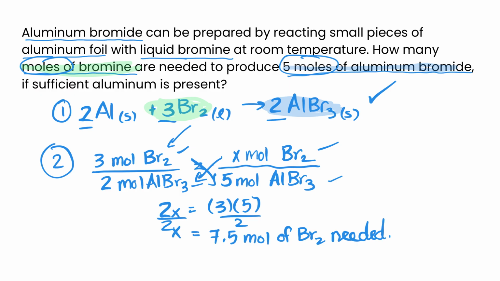So we've just done mole-to-mole stoichiometry. We were given moles of one substance and we found the moles of another substance within our balanced chemical equation. And it is that easy. We're going to balance, then we're going to use our mole ratio and find our answer. And that is our key steps of stoichiometry.